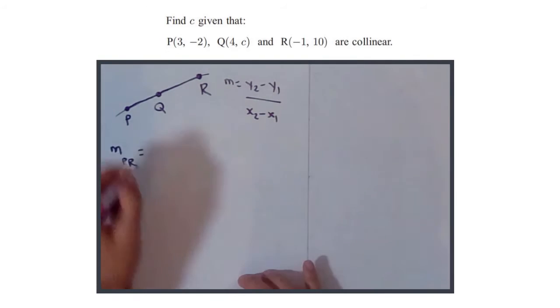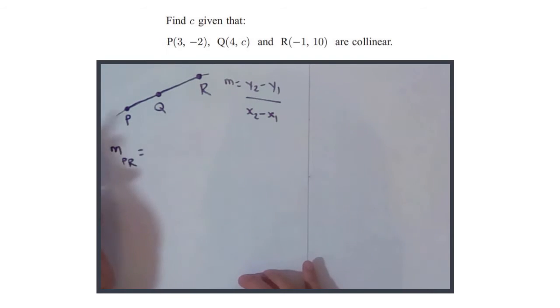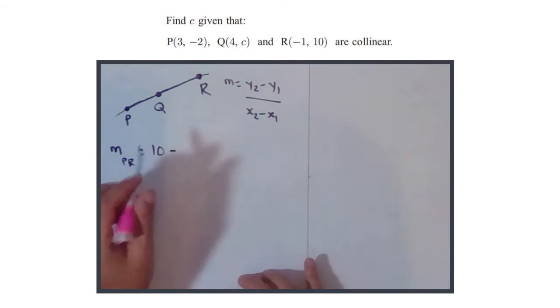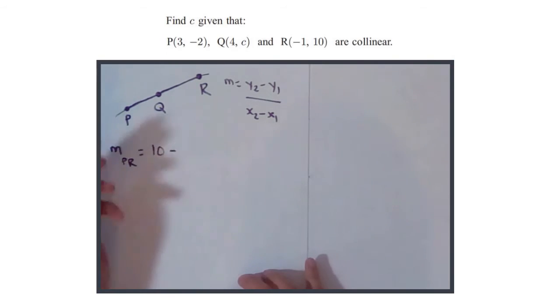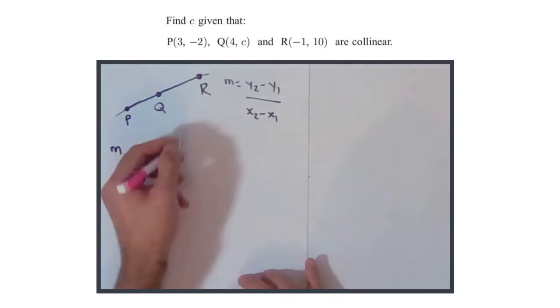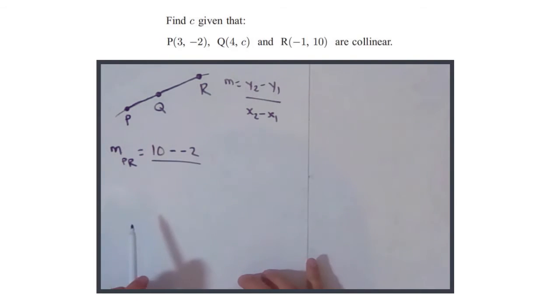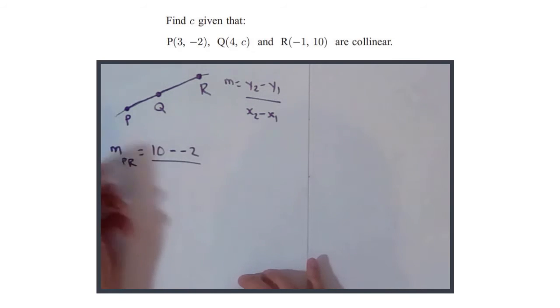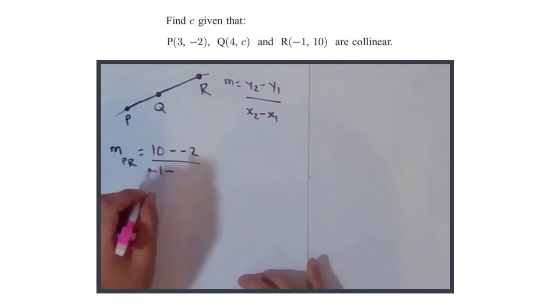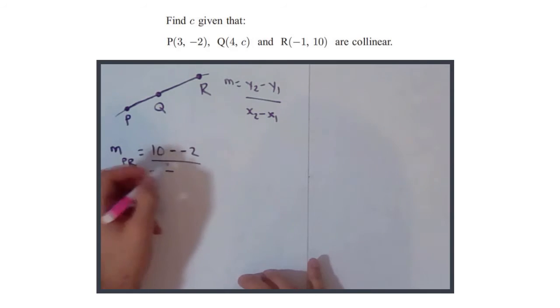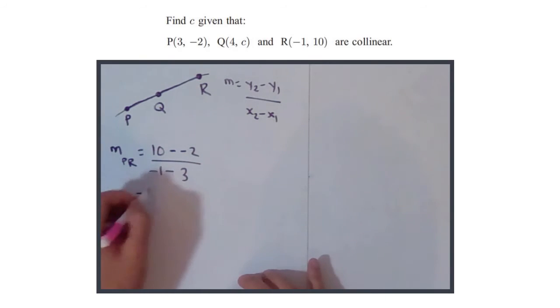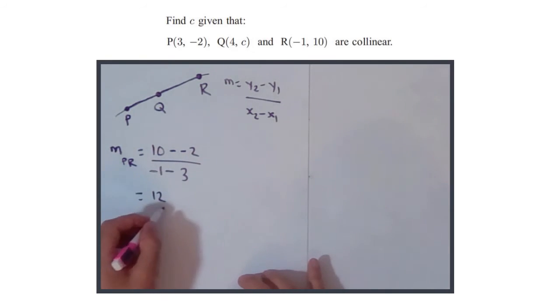So MPR is going to be y2 minus y1. y2 is the y coordinate of R, which is 10, and y1 is the y coordinate of P, which is -2. So 10 minus -2, over x2 minus x1: the x coordinate of the second point R is -1, minus the x coordinate at P, which is 3. So 10 minus -2 is 12, and -1 minus 3 is -4, so that is -3.